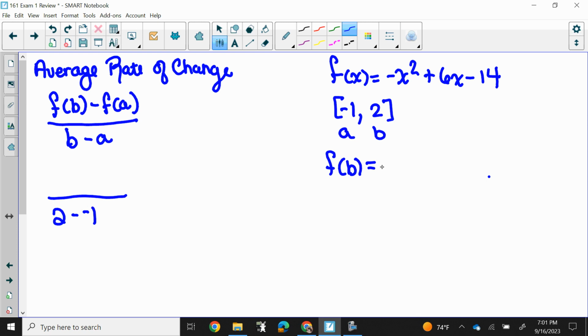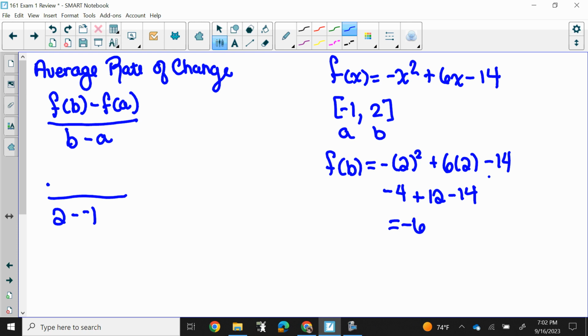which is f of 2, which is negative 2 squared plus 6 times 2 minus 14. So that's going to be negative 4. Remember that negative's on the outside. I'm not squaring negative 2, I'm squaring 2 and then multiplying it by negative 1. So be careful with that. Then that's plus 12 minus 14. So that's going to be what? Negative 18 plus 12, which is negative 6. All right.